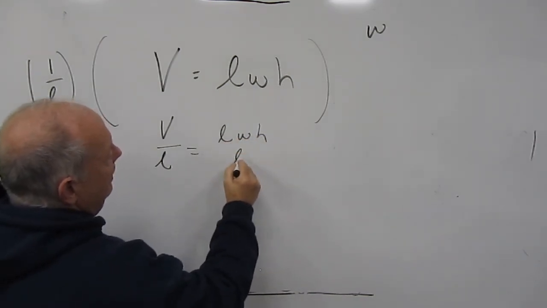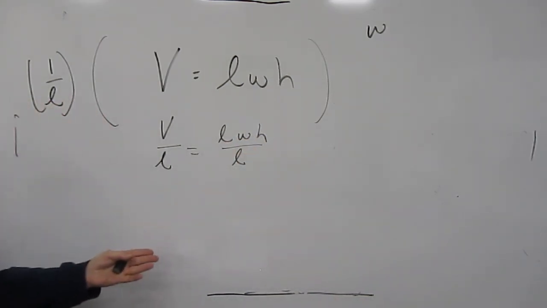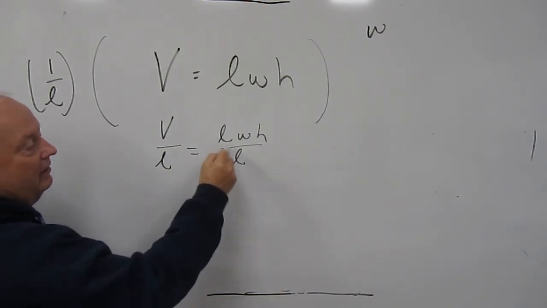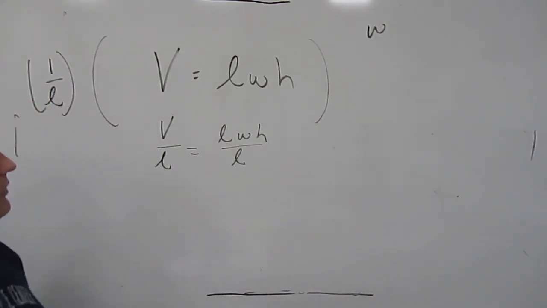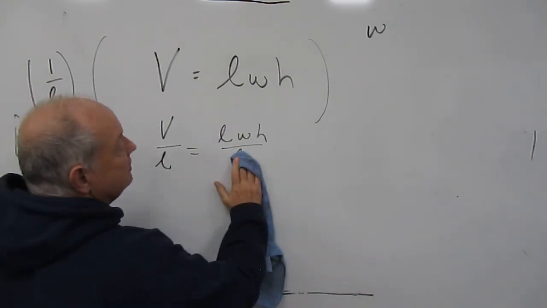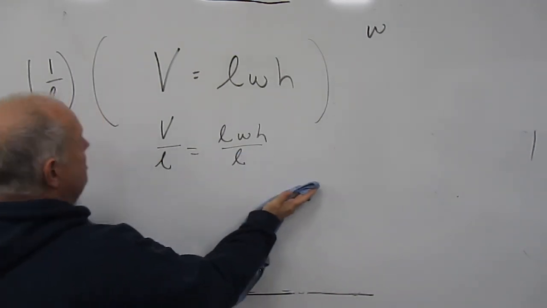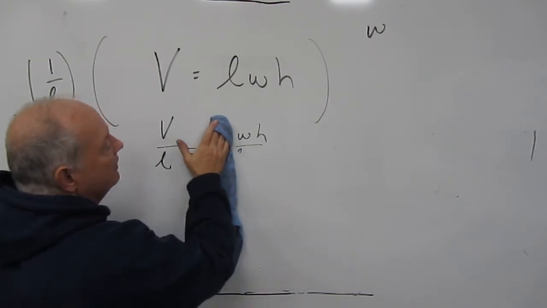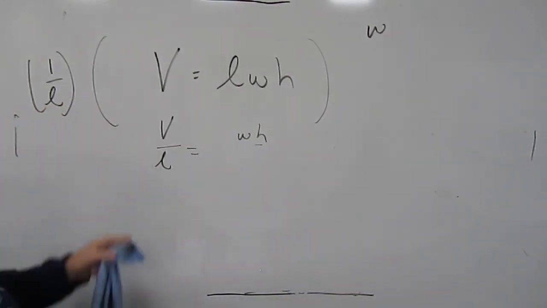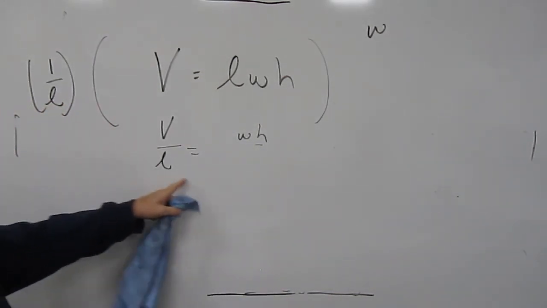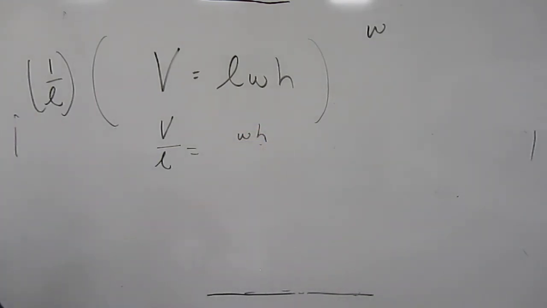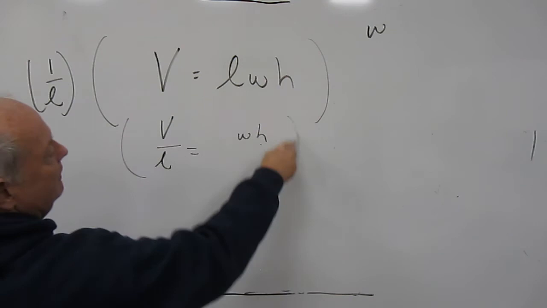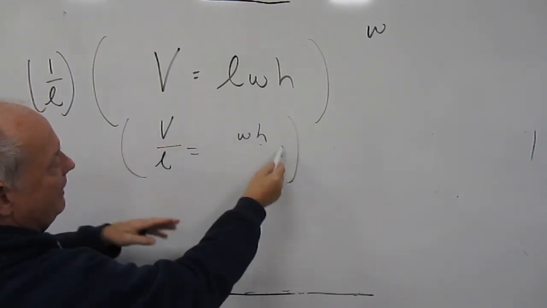LWH over L. And we get to cancel this out. L over L is 1. Any number over itself, any variable over itself is 1. That's longhand right there. In shorthand, we're going to get rid of that completely as we do it. And we'll come up with V over L equals WH. We're solving for W, so we want to get rid of the H. We do exactly the same thing. We divide through both sides by H.